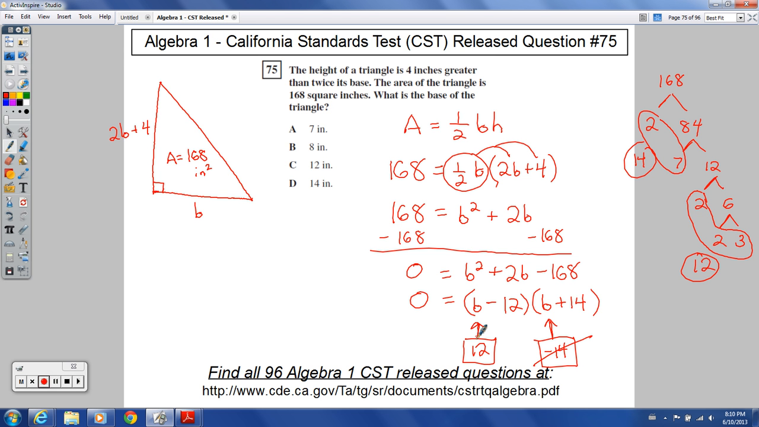No, you can have a positive value for the base, a positive value for a distance. So the negative 14 just doesn't make sense because it's negative. 12 has to be the answer, so your answer should be 12 inches for number 75. Choice C for 75.